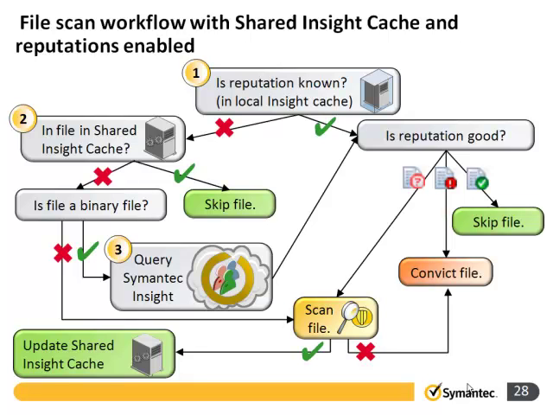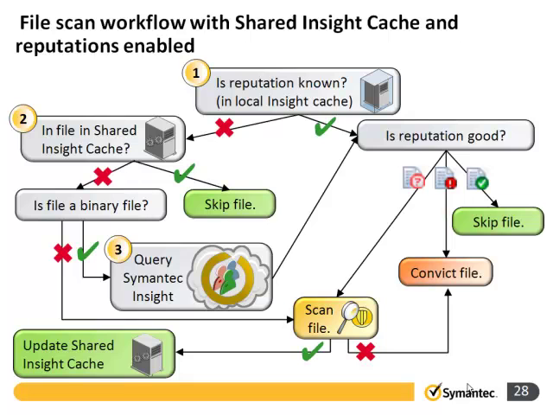So here we can see the workflow with Shared Insight Cache enabled. In step 1, we check to make sure if the file has a reputation, i.e. is it known, and we look in the local insight cache on the local client. If it is known, then we check its reputation and see whether it's good. If it's good, we skip it. If it's not, we could potentially convict that file or actually run a scan on it.